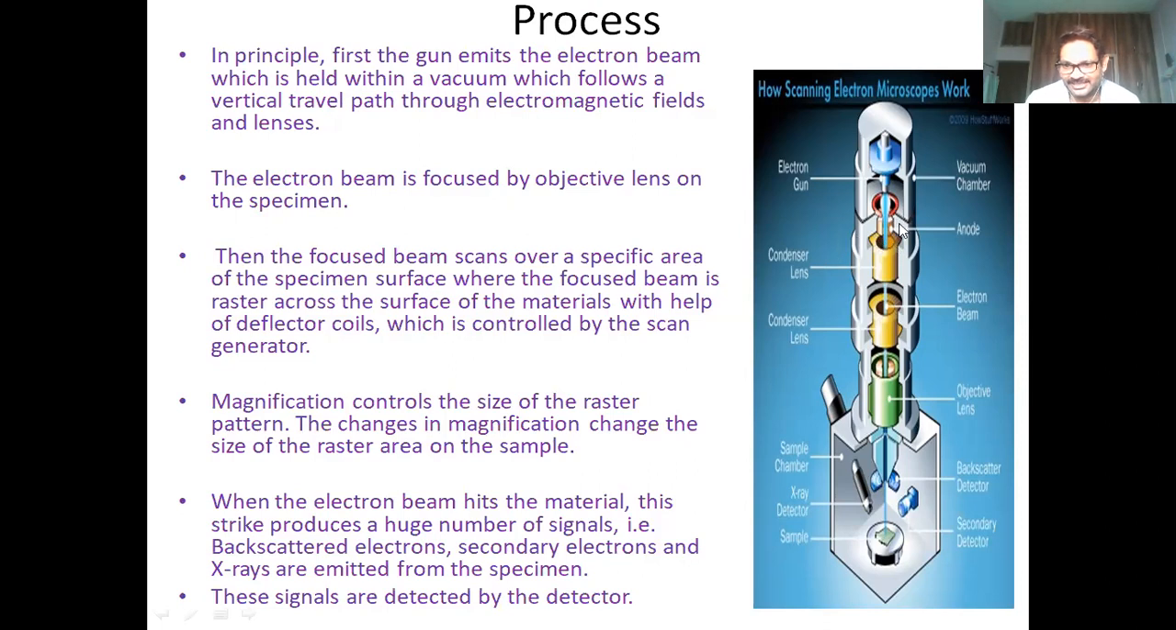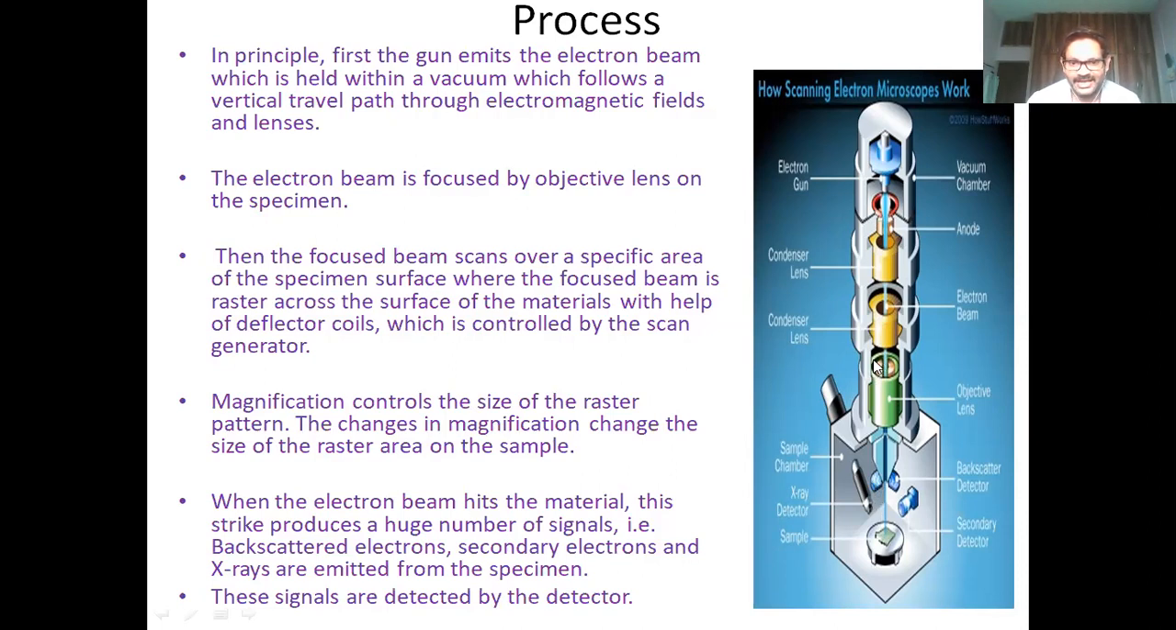So they condense it. Any spread in the electron beam will be condensed and directed through the other electron lens and to the objective lens. The main importance of this objective lens is that it will direct all the electrons onto the sample.